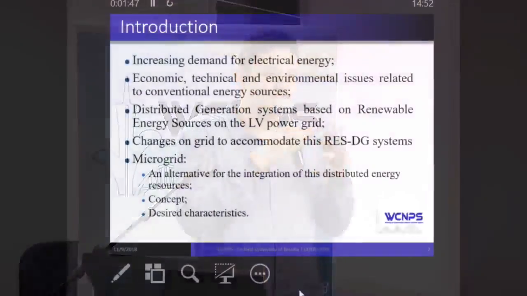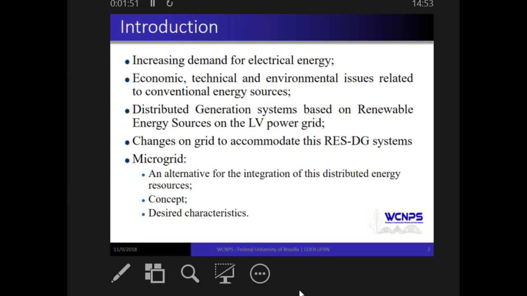So, what's the motivation of this paper? There's been an increasing demand for electrical energy in the world, and economical, technical, and environmental issues related to the conventional energy sources are hindering their use. So distributed generation based on renewable energy sources is being connected to the low voltage grid. This implies a change in the grid to accommodate these renewable energy sources, and an alternative to integrate the renewable energy sources, the DG, is the microgrid.